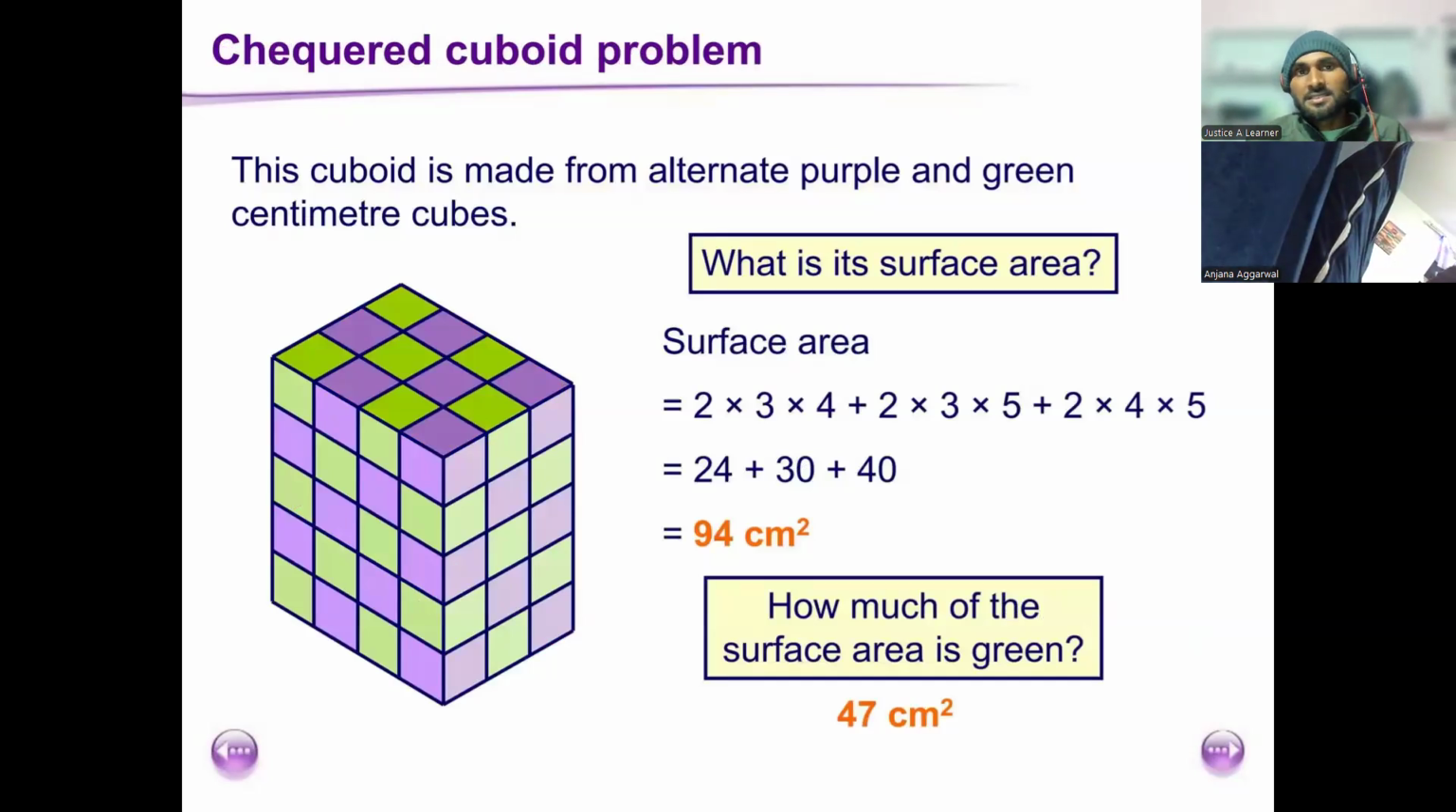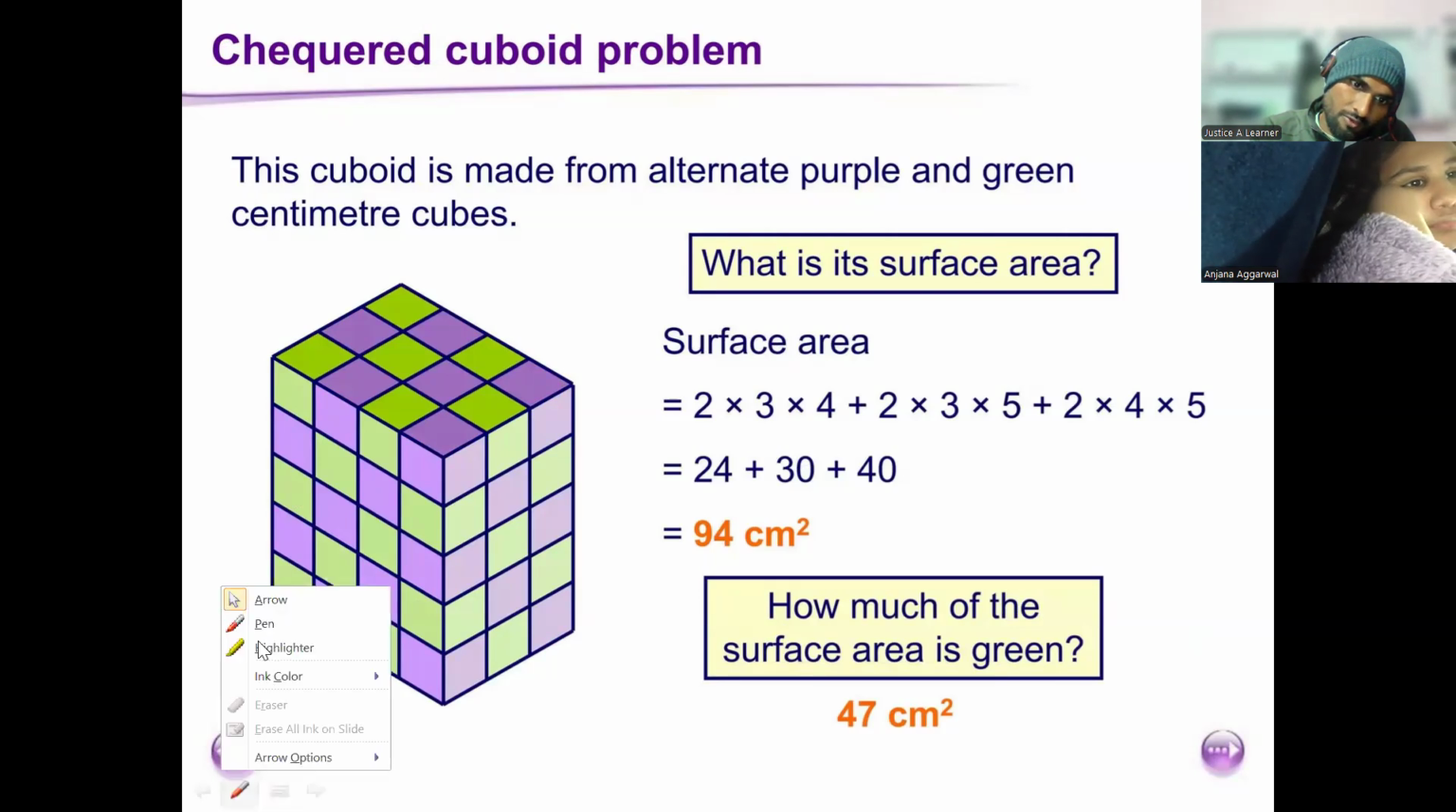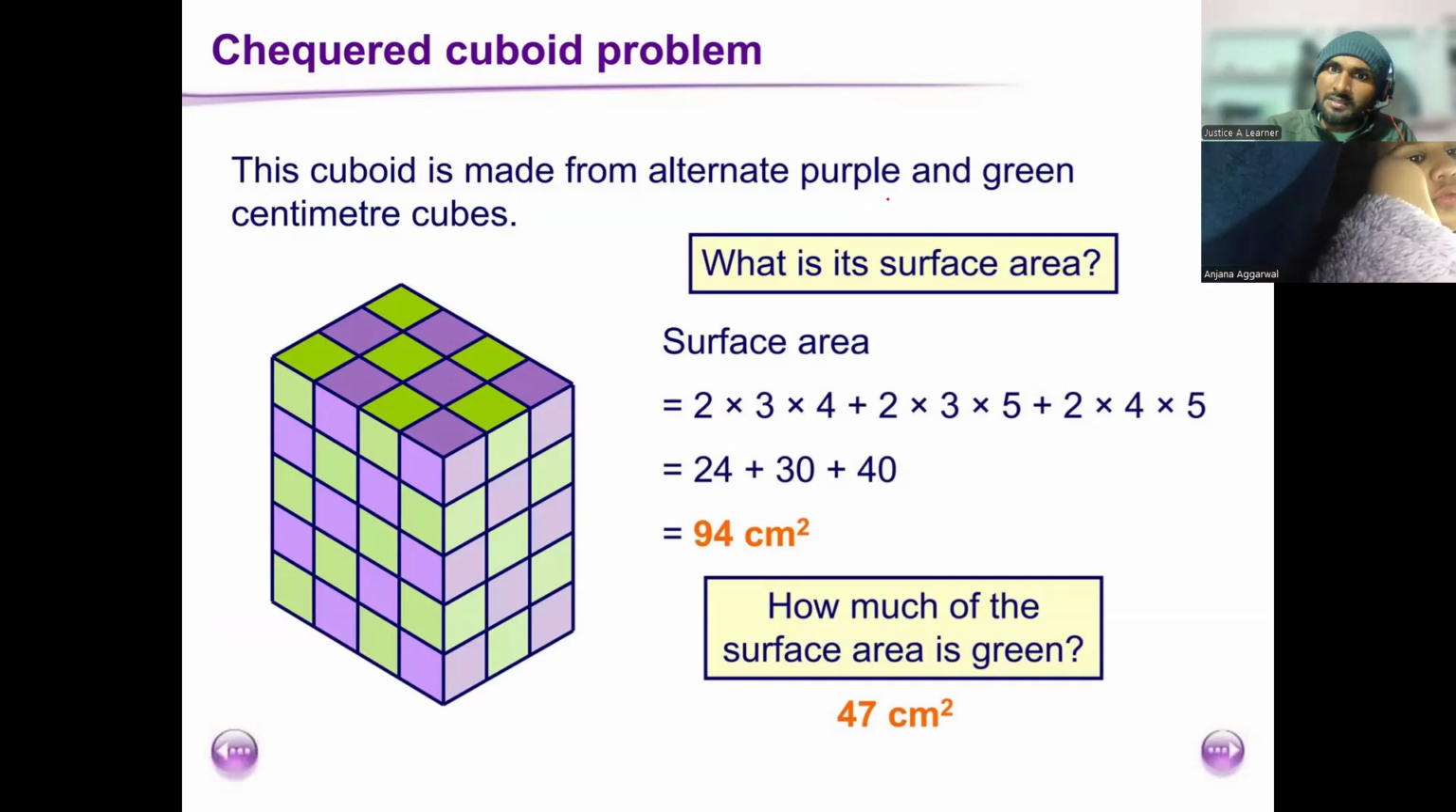Once again, this cuboid is made from alternate purple and green centimeter cubes. What is its surface area? Observe this question. You're unable to observe? Count the squares. The cuboid is made of alternate cubes. One, two, three, four, five, six, seven, eight, nine, ten, eleven, twelve.